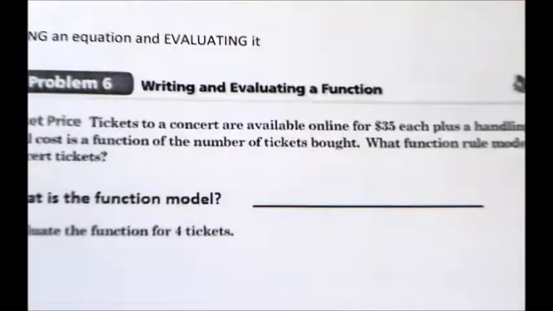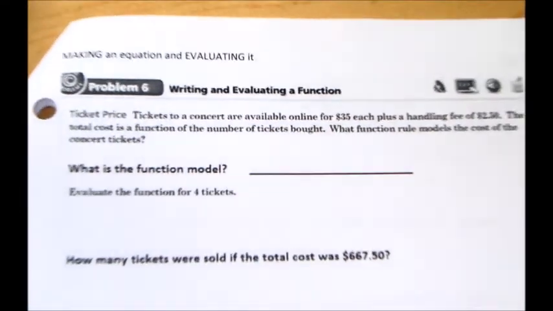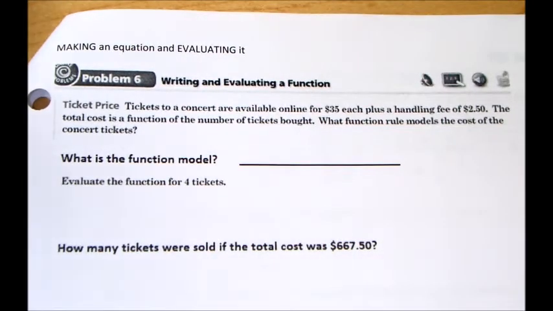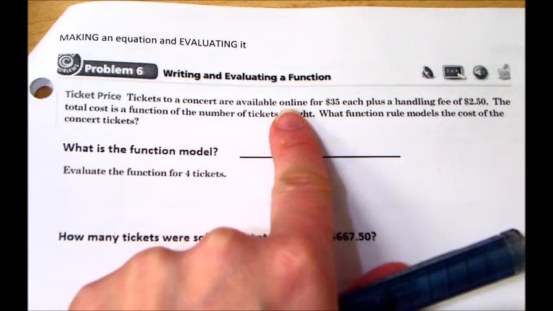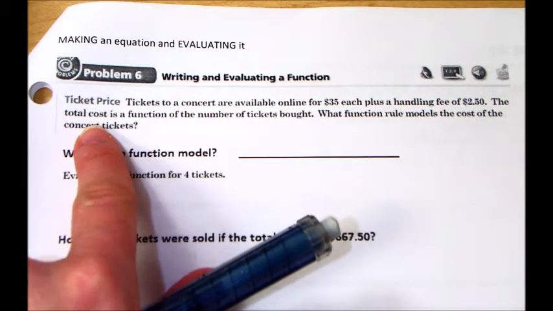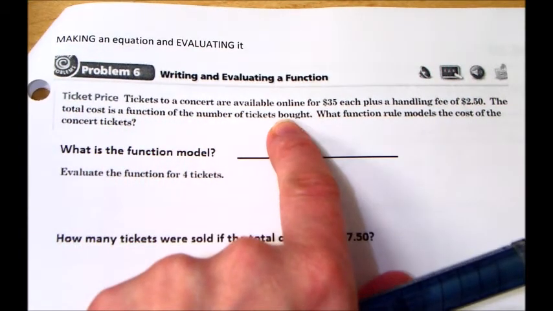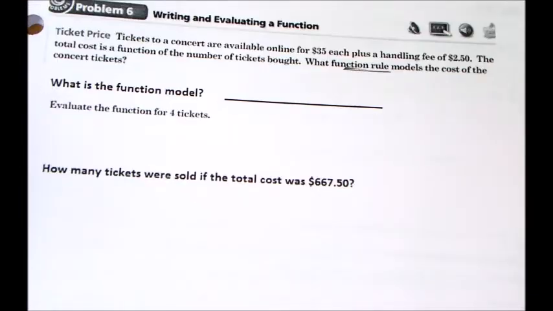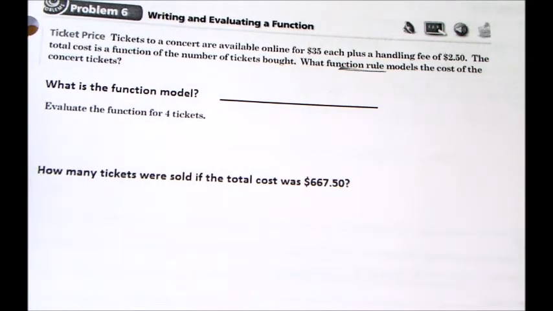Problem 6 asks you to make an equation based on some information. So like in problem 5, I gave you the equation. So let's see if we can make typically a y equals mx plus b from this. So we have a ticket price. Tickets to a concert are available online, $35 each, plus a handling fee of $2.50. The total cost is a function of the tickets bought. What function rule? I want to make sure we talk about that. What function rule models the cost of the concert tickets?